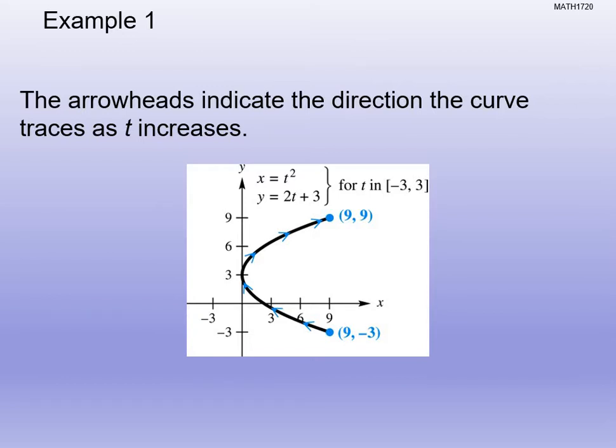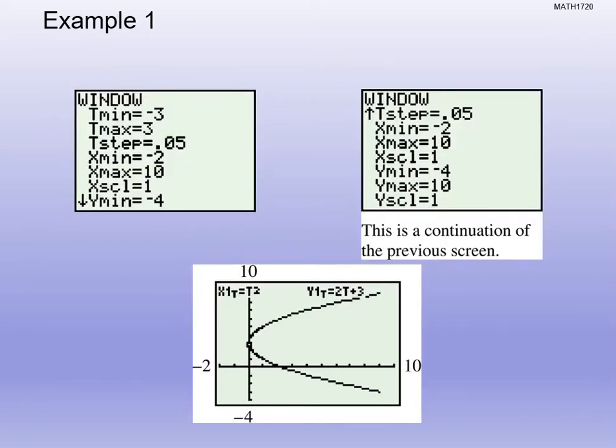Alright, so we can see how everything is created here, and we can see as we trace the curve the direction of t, okay, as t increases or decreases what we're getting here. So the direction of the curve traces as t increases. Alright, so we can see what's going on through the curve.